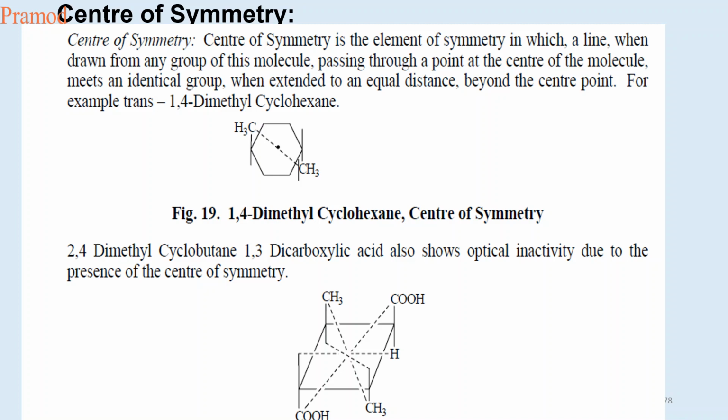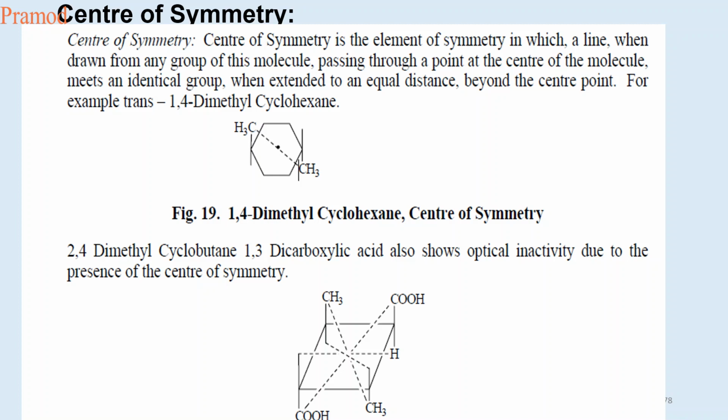Take the particular example 1,4-dimethyl cyclohexane. You have a methyl group at the first position and a methyl group at the fourth position, and when you draw an imaginary line, they are equidistant from the center and connected to each other diagonally. If a molecule shows such symmetry, then it is said to have a center of symmetry and the molecule is said to be achiral, and the two substituents are equidistant from the center point. This is an example of a center of symmetry.